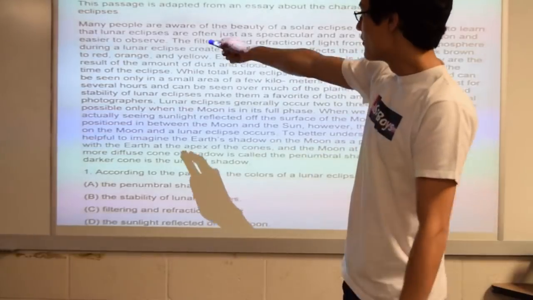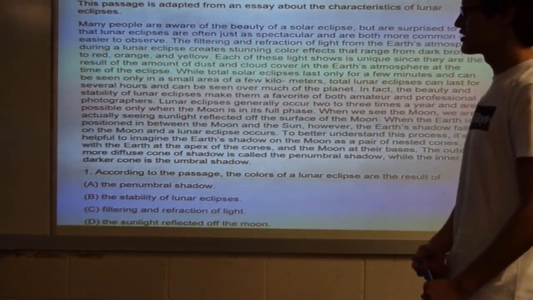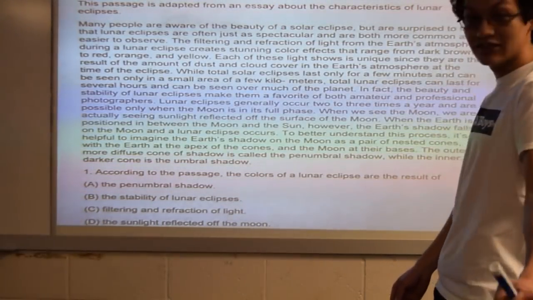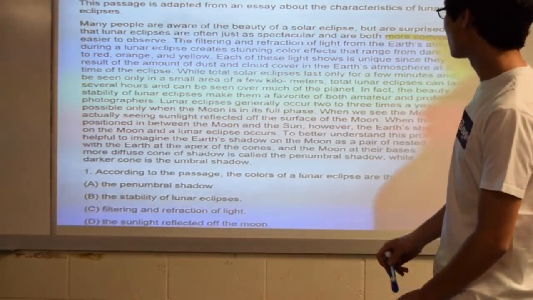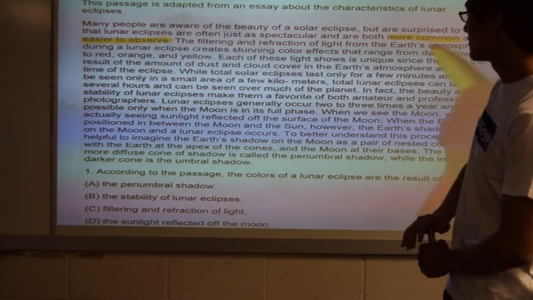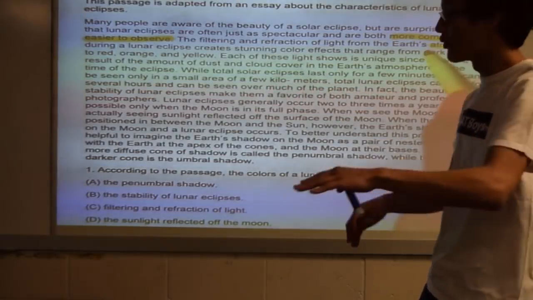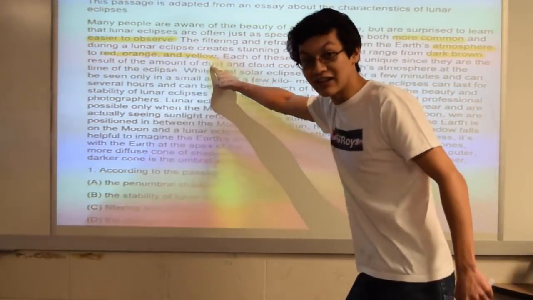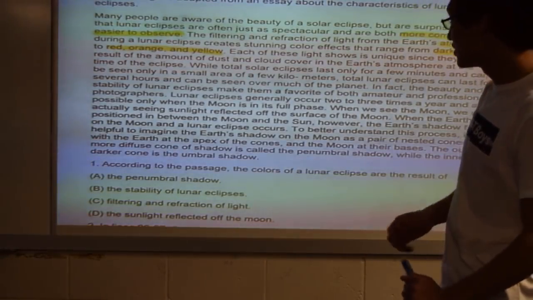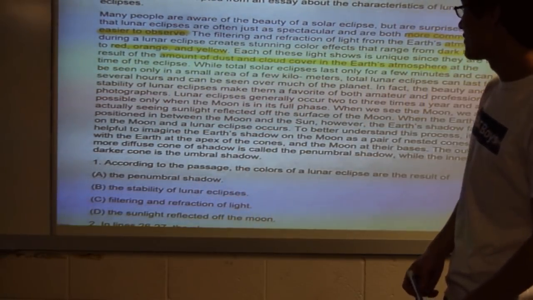So let's begin. Many people are aware of the beauty of a solar eclipse, but are surprised to learn that lunar eclipses are often just as spectacular and are both more common and easier to observe. The filtering and refraction of light from the Earth's atmosphere during a lunar eclipse creates a stunning color effect that ranges from dark brown to red, orange, and yellow. Each of these light shows is unique since they are the result of the amount of dust and cloud cover in the Earth's atmosphere at the time of the eclipse.